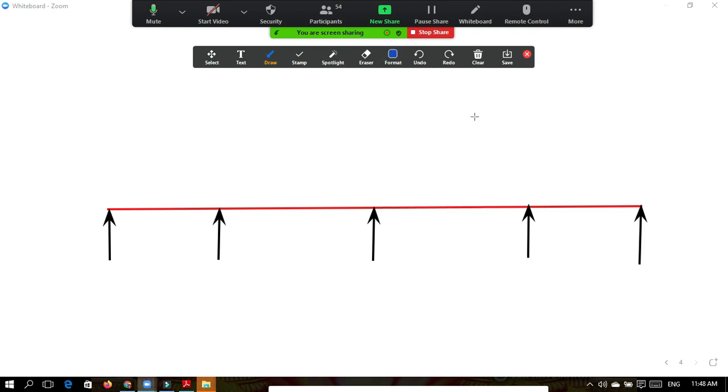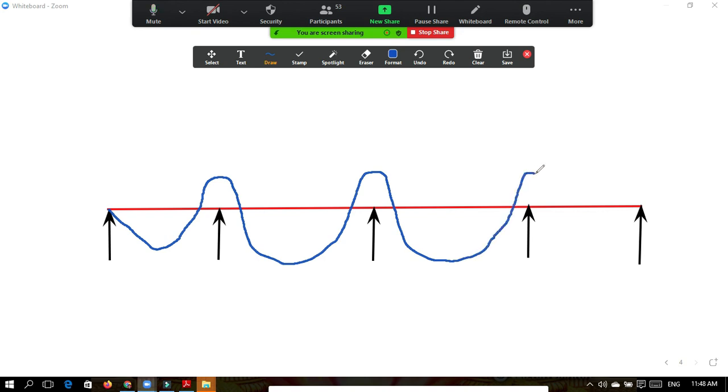And now if you draw the bending moment diagram, it will be similar to this. At the support hogging moment will be there, and at the center sagging moment will be there. So now we can see that this moment is positive, this is negative, this is positive, this is hogging negative, sagging positive, hogging negative, sagging positive.